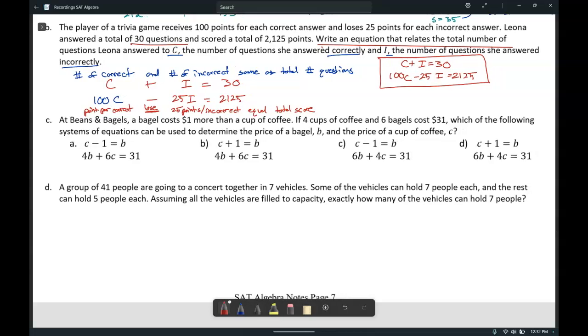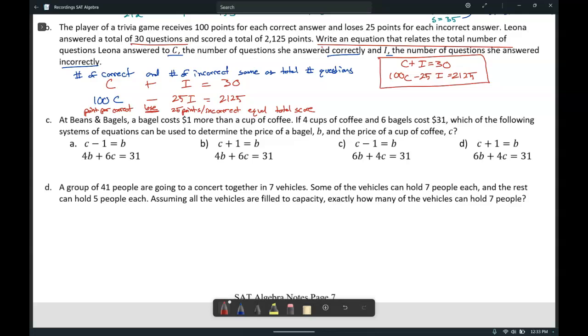At Beans and Bagel, a bagel costs $1 more than a cup of coffee. If 4 cups of coffee and 6 bagels cost $31, which of the following systems of equations can be used to determine the price of the bagel and the price of a cup of coffee? So let's really think about it. A bagel costs $1 more than a cup of coffee.